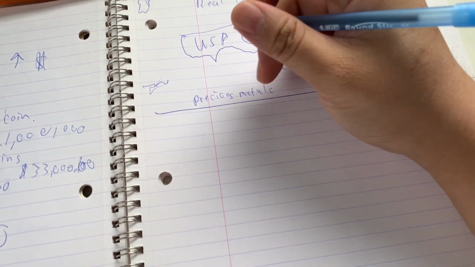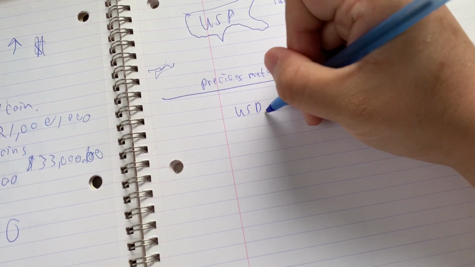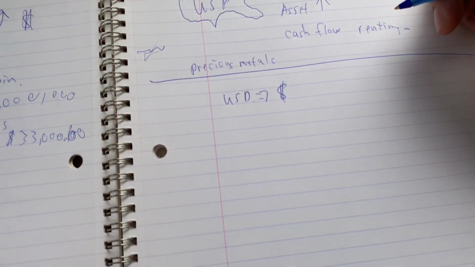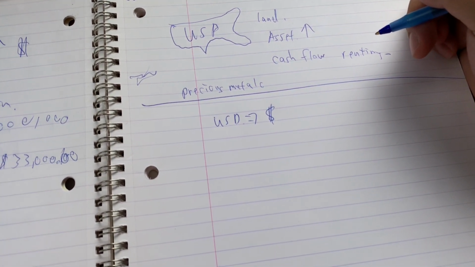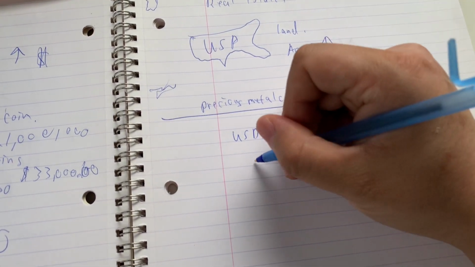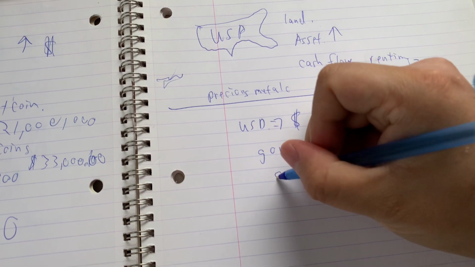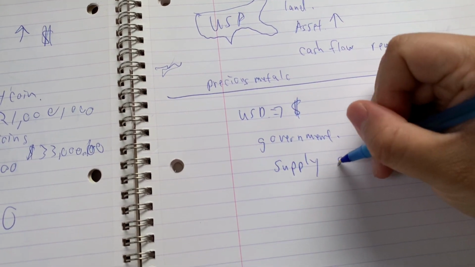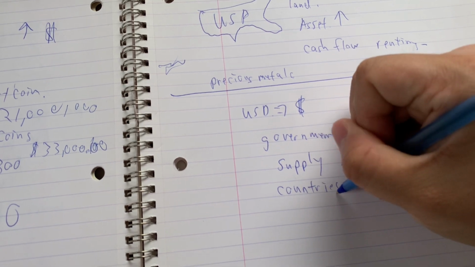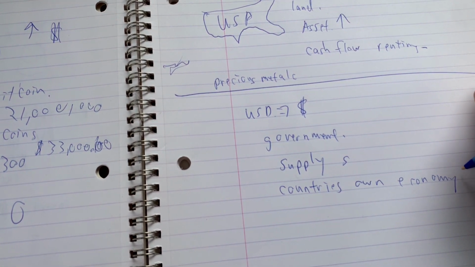let's give a general gist of it. So the US dollar, or USD, is generally considered the reserve currency of the world currently. And there's a couple of factors. It could be government, supply of US dollar, the country's own economy.